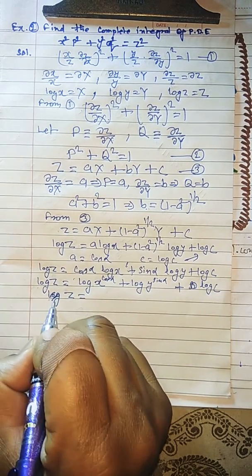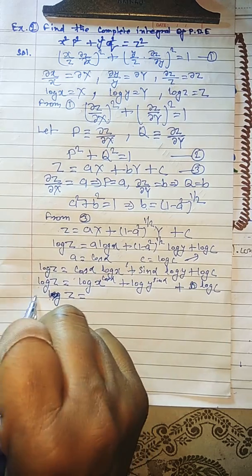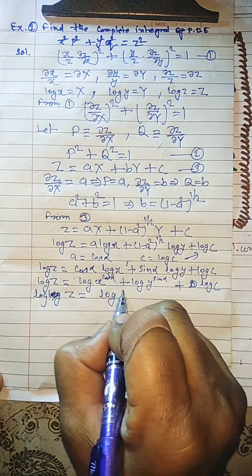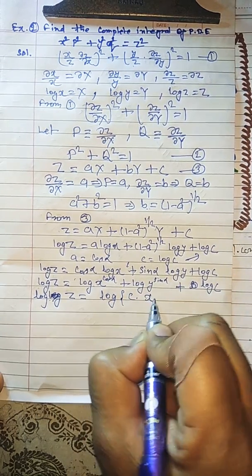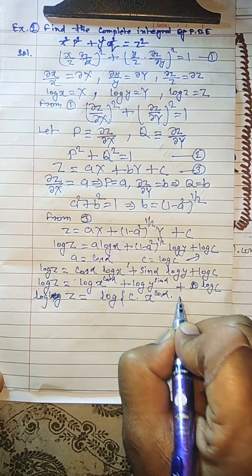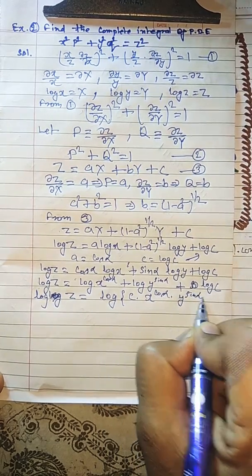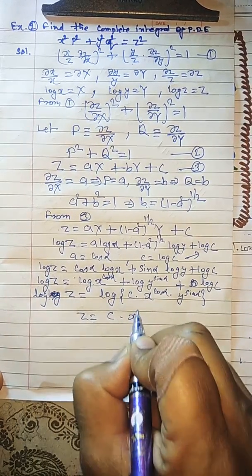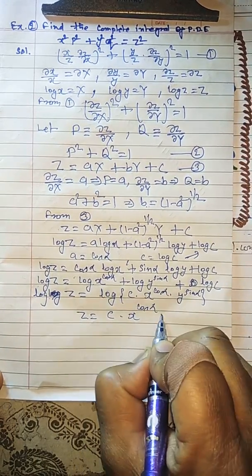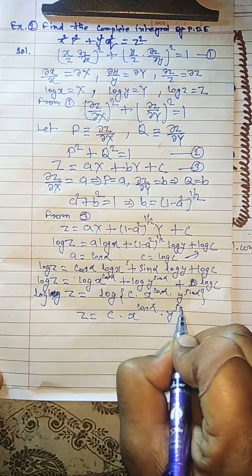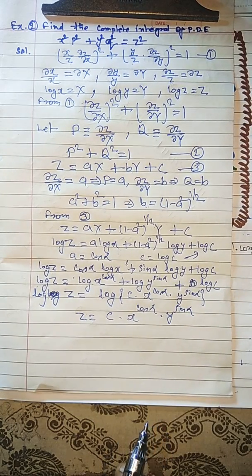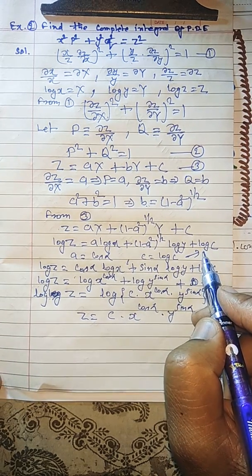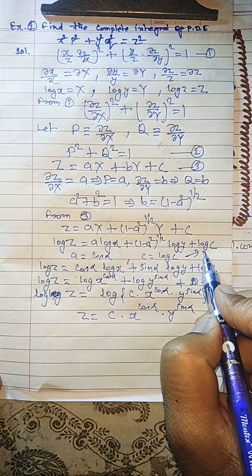So log z equal to log of c into x to the power cos alpha y to the power sin alpha. We can simplify it, that is z equal to c into x to the power cos alpha into y to the power sin alpha. Here this is the final solution. There is no need to proceed further, and we can say this is the complete integral.